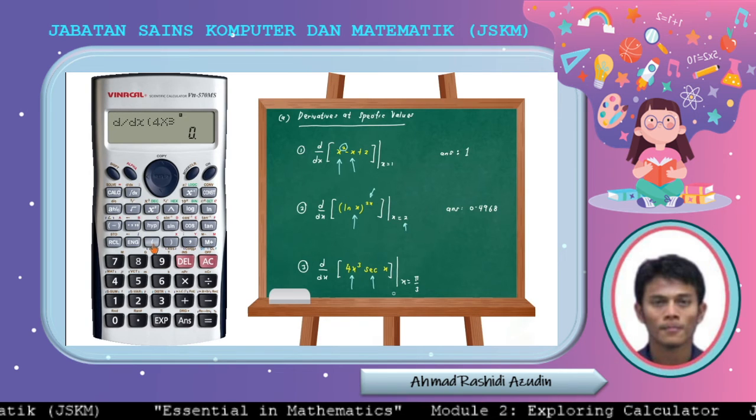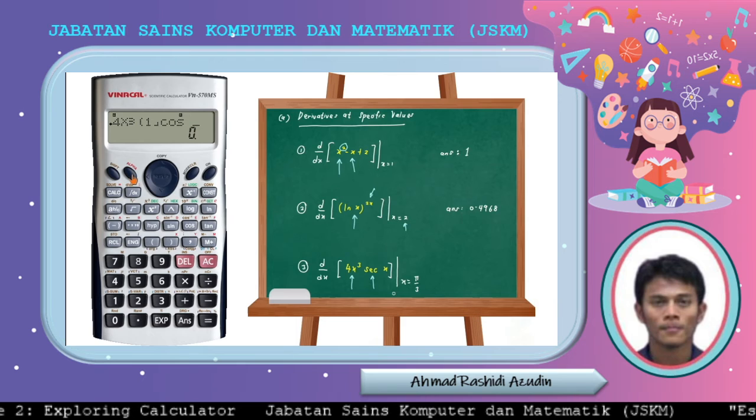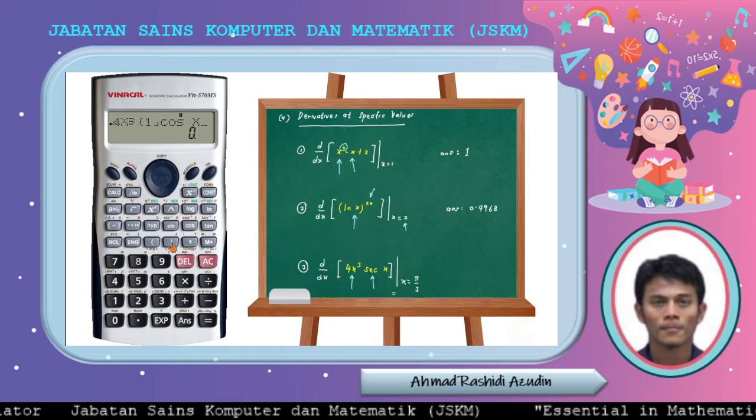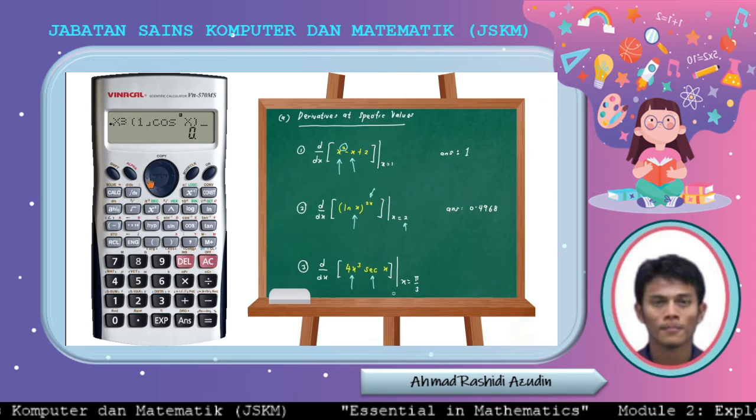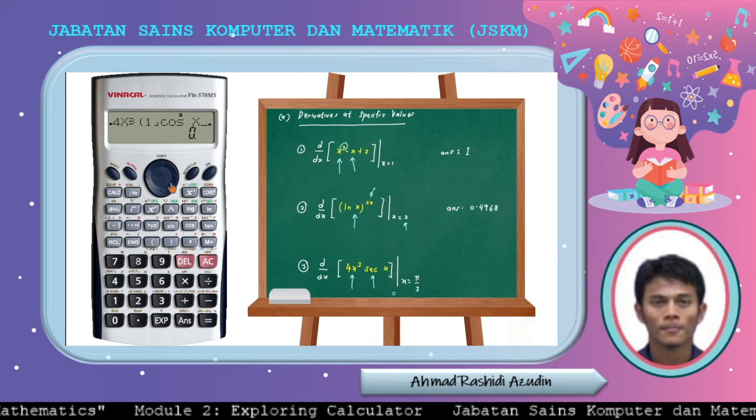So we press open bracket and then 1 over, or you can also use this division symbol, then cos. After that, press alpha and then press this button to display the variable x, and then press this button again to display the close bracket. So this is how you key in the input for 4x cubed multiplied by secant x. This 1 over cos x represents the function secant x.